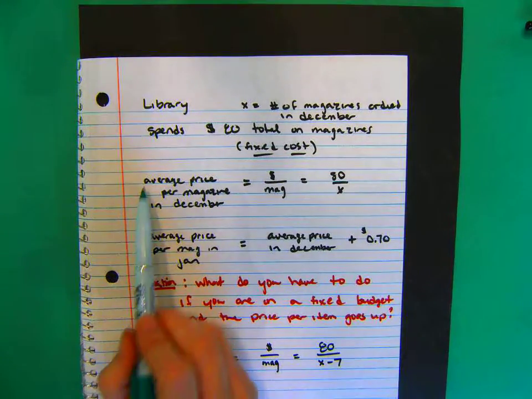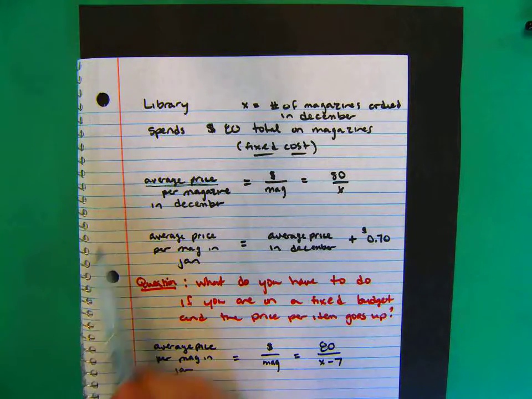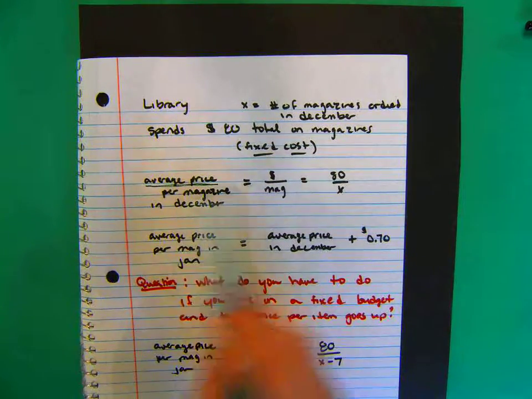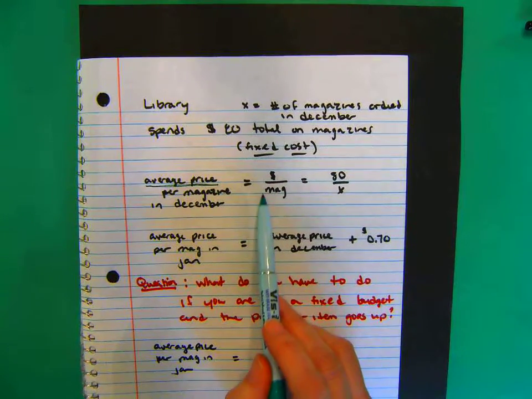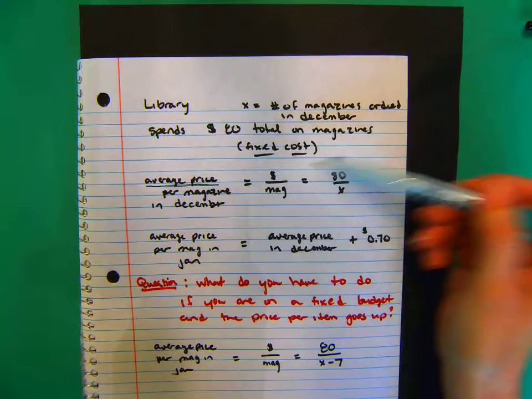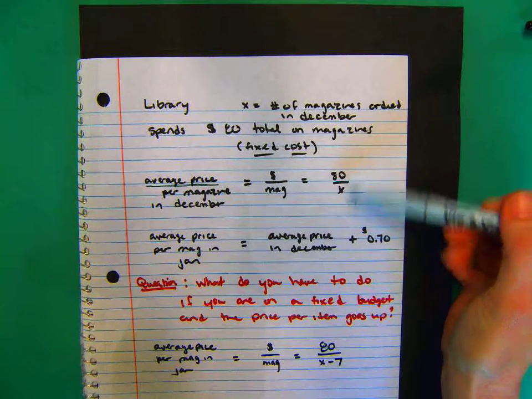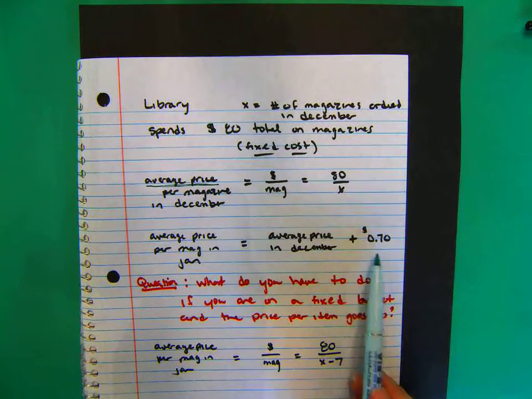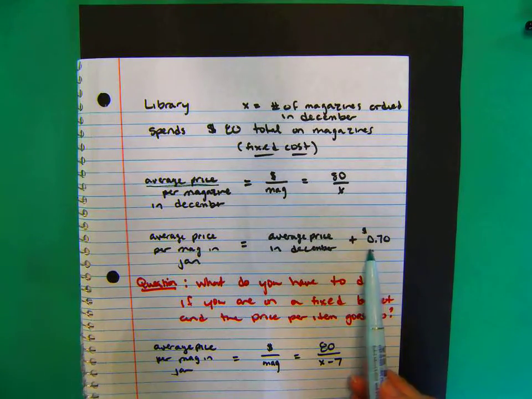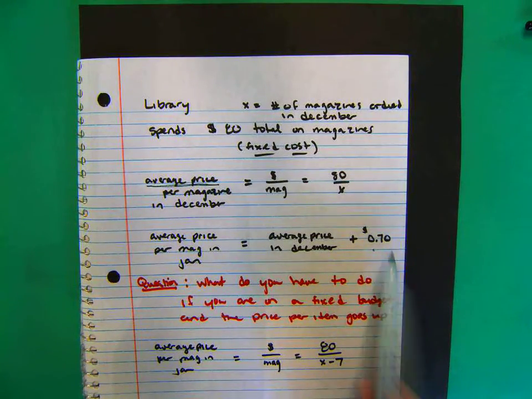And they talk about average price. So you might want to fish around about how you do figure out the average price. And what that would be is the total money spent on magazines divided by the number of magazines would give you the average price. So the total money they spent is $80. That's a fixed cost. And X was the number of magazines, so this is the average price per magazine in December. Now in January, the average price went up by 70 cents a magazine. And so I said that's the average price in December plus 70 cents a magazine.